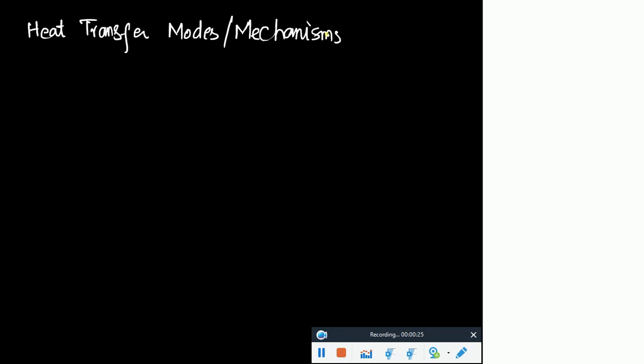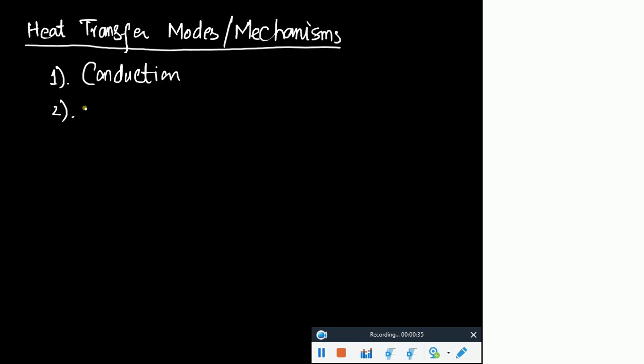We were talking about heat transfer modes in the last class. You can call them modes or mechanisms. So the first mode which we discussed last time was conduction. The second mode is convection, and the third mode is radiation.